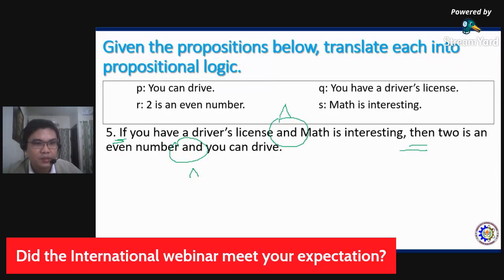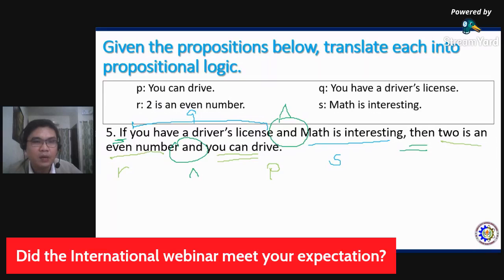Obviously, you have a driver's license, that is Q, and math is interesting is S. The other one is, okay, let's change the color, 2 is an even number, which is represented by R, and you can drive is represented by P.